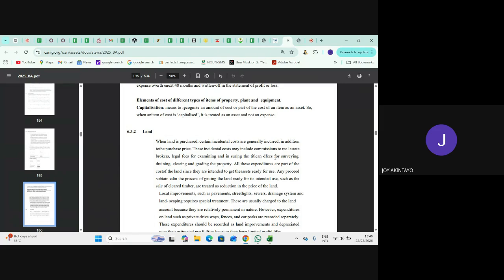Then you need to also consider the professional fee you pay to the consultant, the consultancy fee you pay to your consultant.